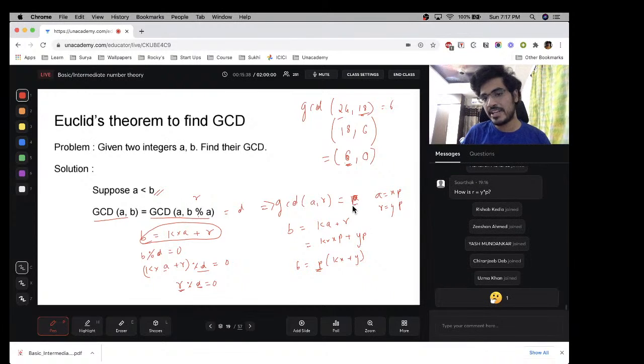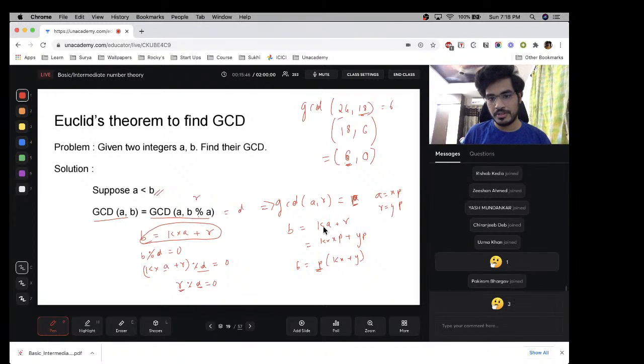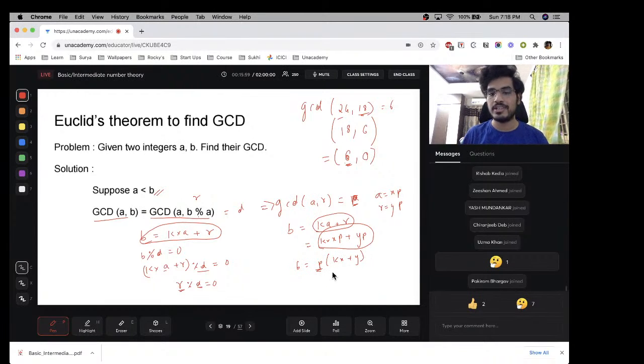Since P is a divisor of both A and R, we can write A as X into P, R as Y into P. So B equals K A plus R. So we can write K into X into P plus Y into P, and we can take P outside and it will be P into (Kx plus Y). So P is also a divisor of B. So GCD of A comma R divides B.